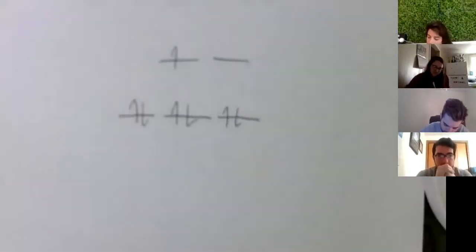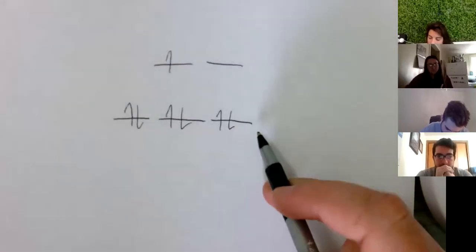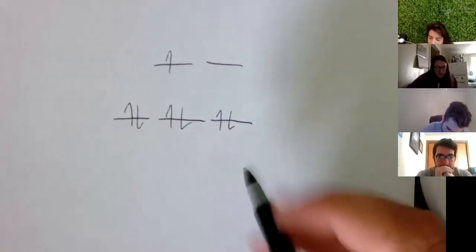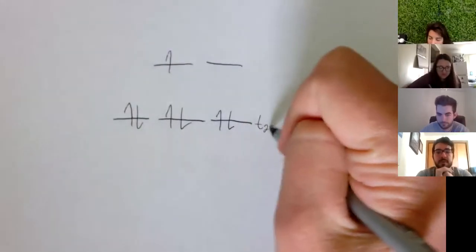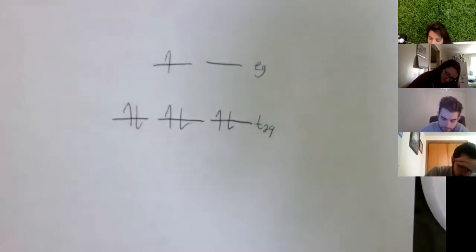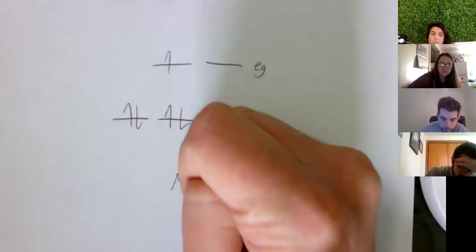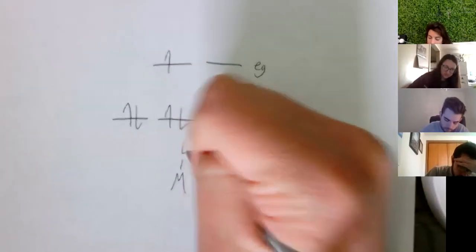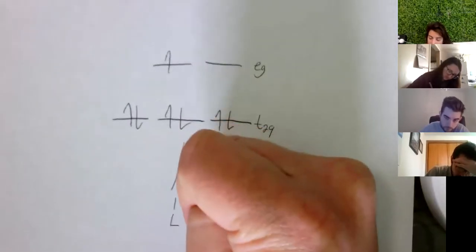Okay. Orbital labels for this bottom one: t2g. Top one: eg. And in this one, we have a completely octahedral complex where all the bonds are the same length.